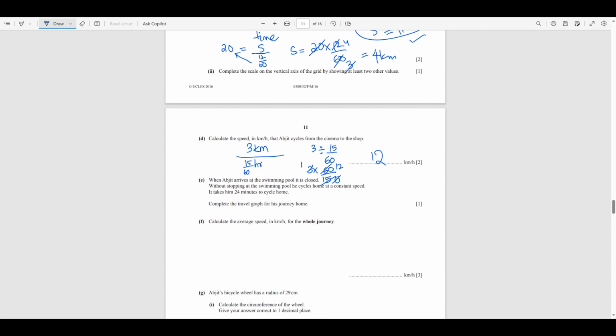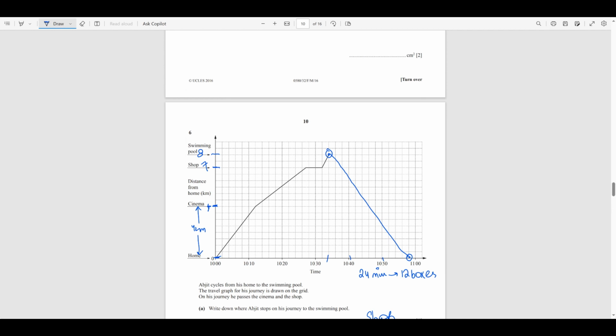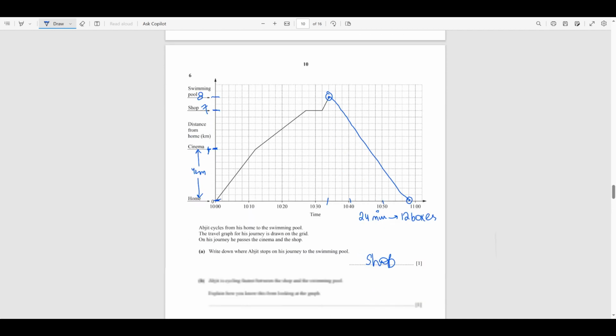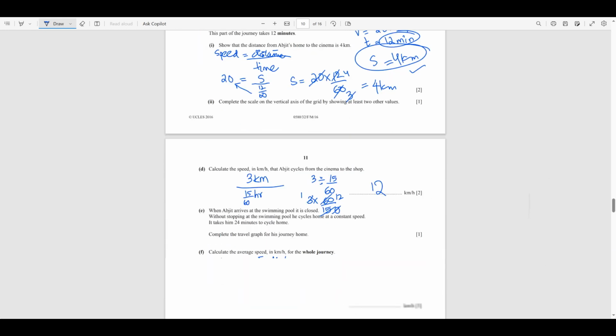Calculate the average speed in kilometer per hour for the whole journey. The formula for average speed is total distance upon total time taken. Total distance is 8 and 8, 16, because going 8 kilometers and then coming back 8 kilometers. So it's 16 kilometers. And then from starting 10 to ending the journey at one box before 11, that means 2 minutes. So it's basically 58 minutes, right?